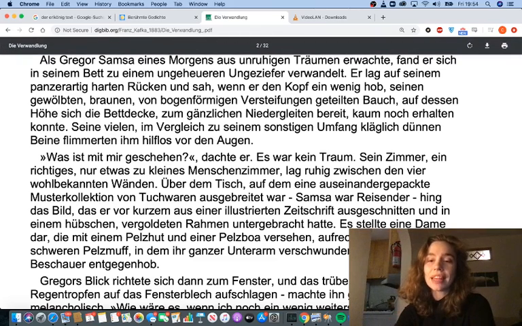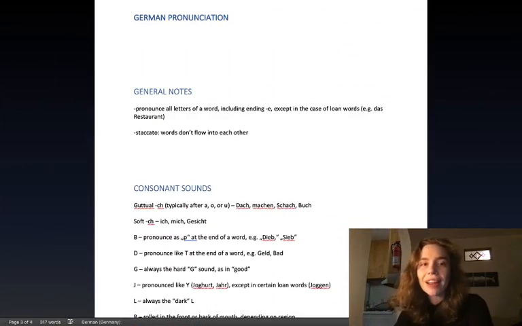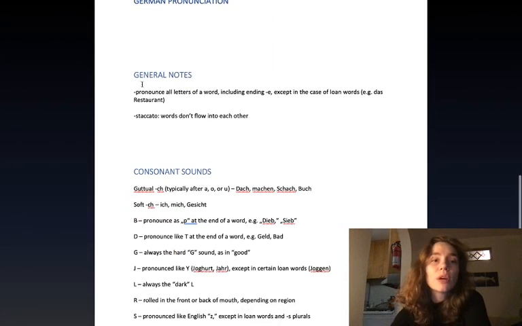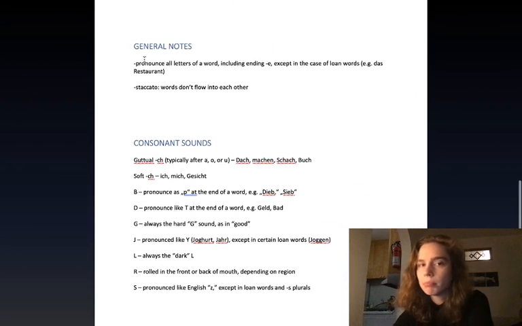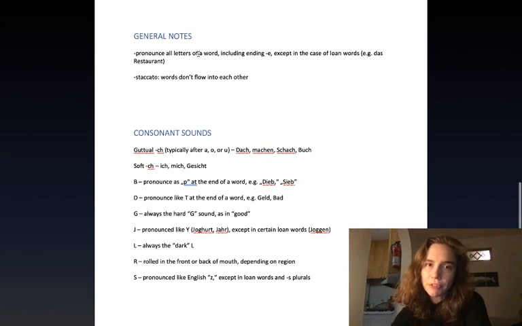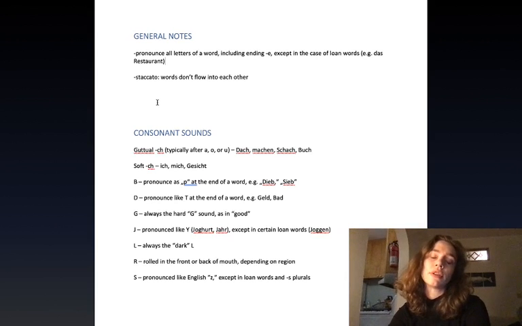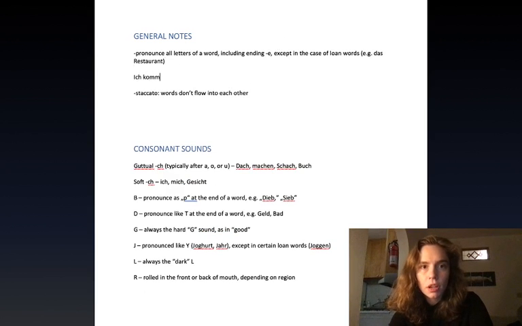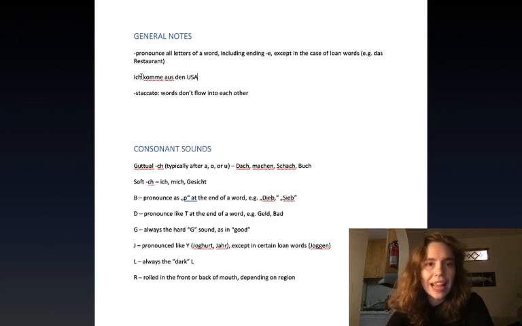So that sounds different, of course, and we're going to talk about why, both with consonants and vowels. But we can start with some general notes about pronunciation. So the first thing I see students struggle with is pronouncing all the letters of a word that includes ending E's, like ich komme. For example, ich komme aus den USA. People will say ich komm.